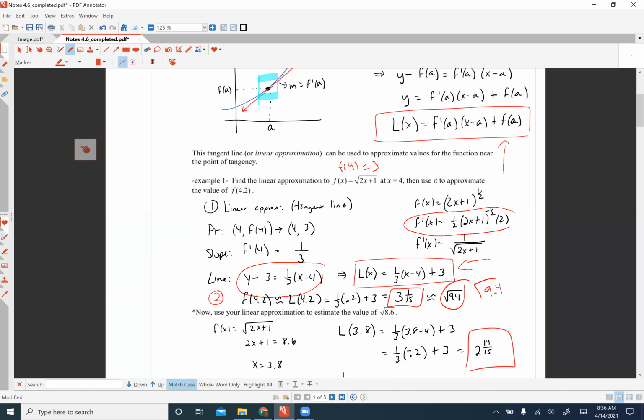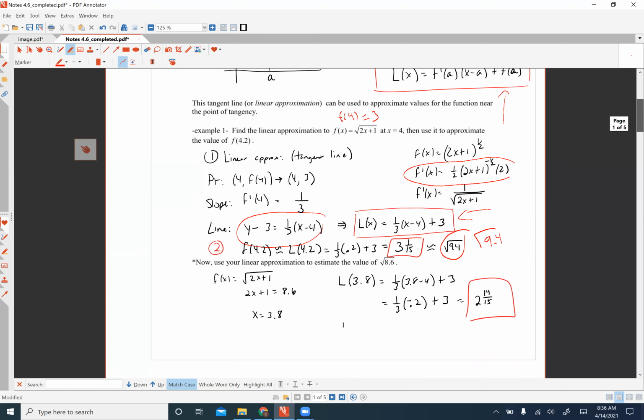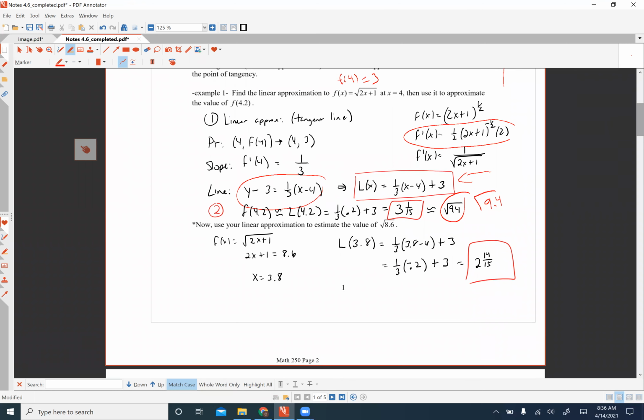So in this case, we just calculated f of 4.2. We know f of 4, and we went 0.2 units away, which is actually like 5% away. That is actually kind of large, really. Now use your linear approximation to estimate the value of the square root of 8.6.